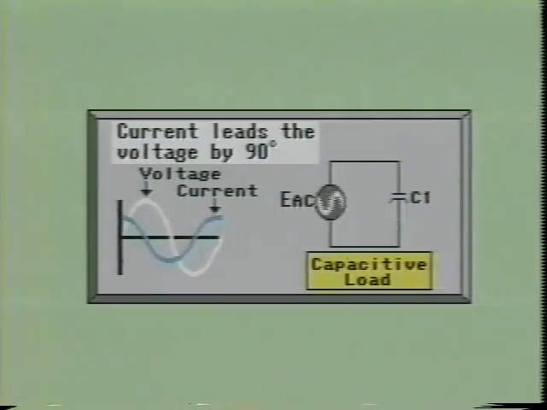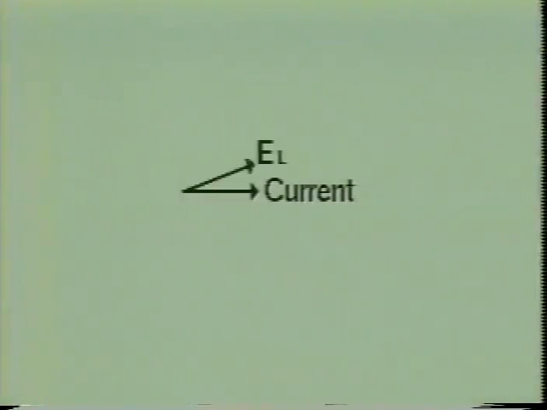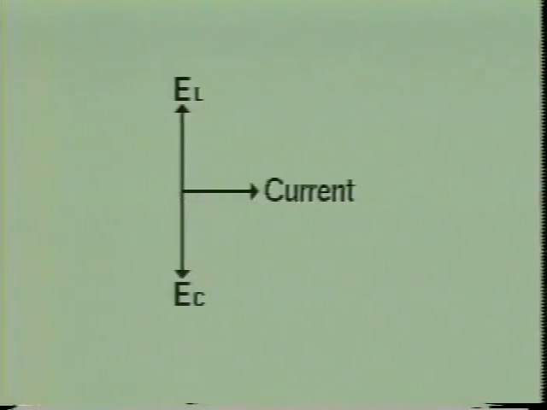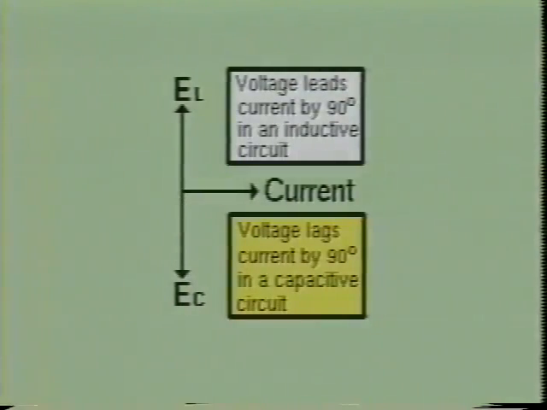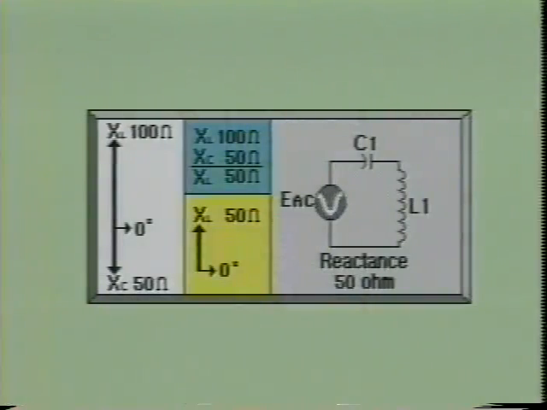In an AC circuit containing a capacitor, the current will lead the voltage by 90 degrees. Therefore, since the voltage leads the current by 90 degrees in a purely inductive circuit, and the voltage lags current by 90 degrees in a purely capacitive circuit, the effect of one of the reactances will tend to cancel the other. For example, let's assume that coil L1 has an inductive reactance of 100 ohms, and capacitor C1 has a capacitive reactance of 50 ohms.